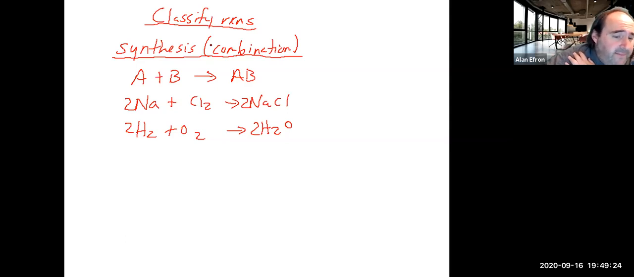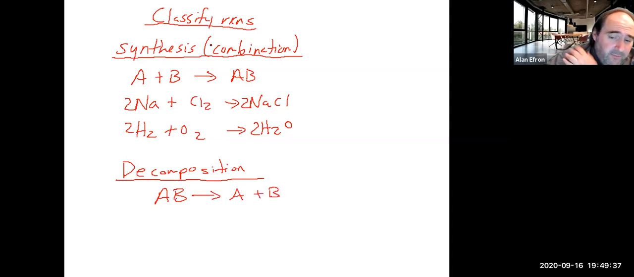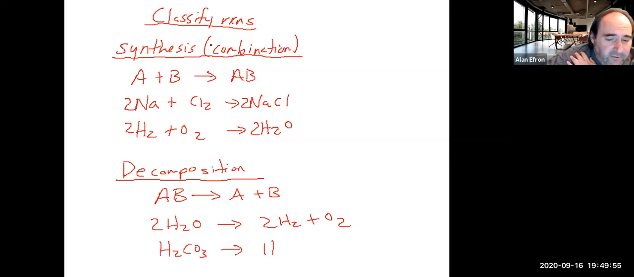Now, the opposite of that is what's referred to as a decomposition reaction. A decomposition reaction is just the opposite. You take one thing and you make two things, or more than two things in certain cases. So if we took water and broke it apart into hydrogen gas and oxygen gas, one thing makes two things. Decomposition. Something like carbonic acid will break apart into H2O and CO2. One thing makes two things. They're basically opposites of each other.